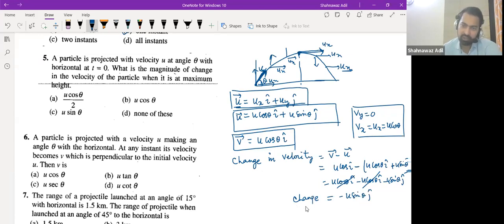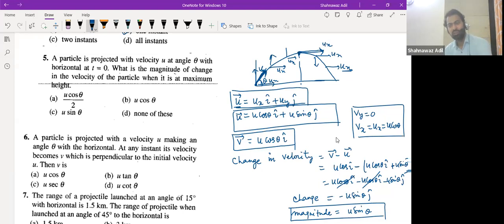So what is the magnitude? They are asking us to calculate the magnitude. So magnitude would be just the mod of that. So magnitude would be u sin theta. Okay, and minus j is the direction. So any doubt in this question? Okay, everyone, please note it down and then we'll do the next question.